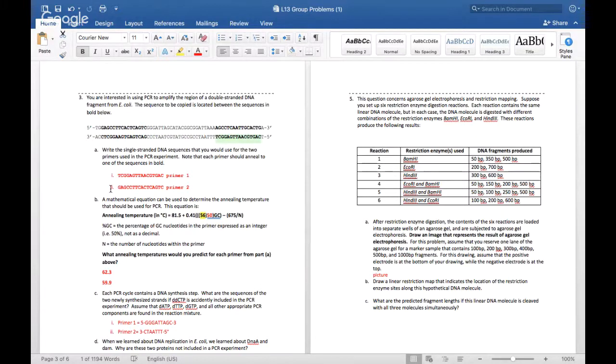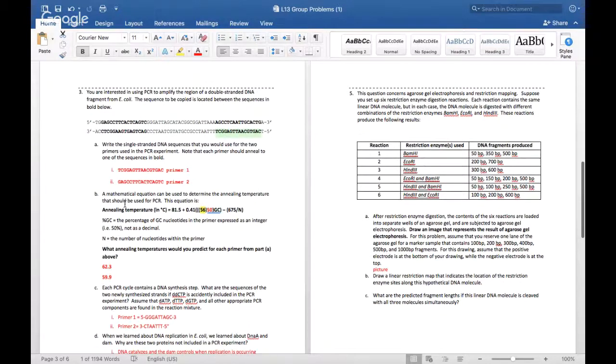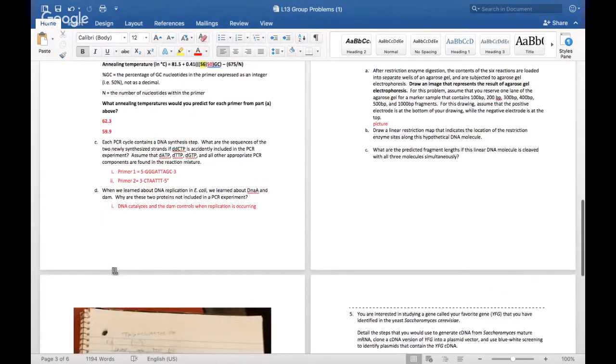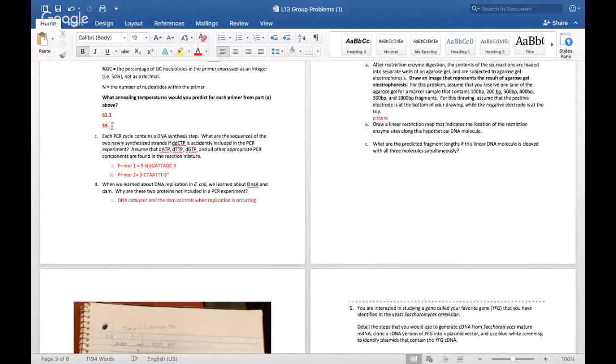So there they are. The mathematical equation that's used to determine annealing temperature is right here. For one primer, we get the number 56 to plug in. For another primer, we get 50 to plug in. And those are counting the GCs. And when you do that, you're going to end up with 62.3 degrees Celsius and 59.9 degrees Celsius. Or 8. I think it's supposed to be 8. I might have put 9. Fix that.